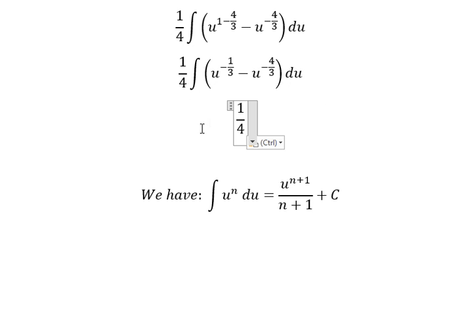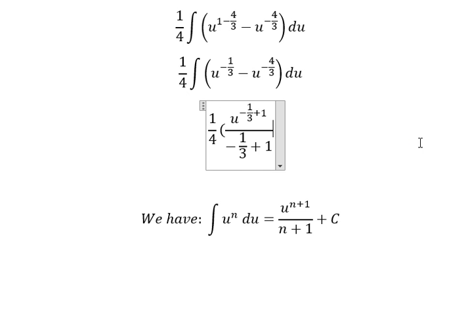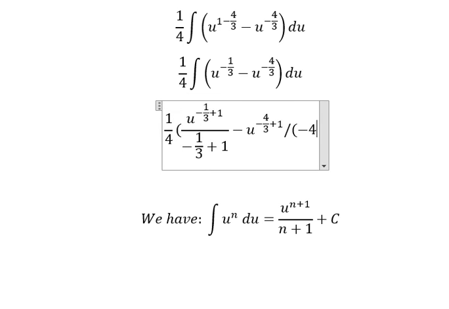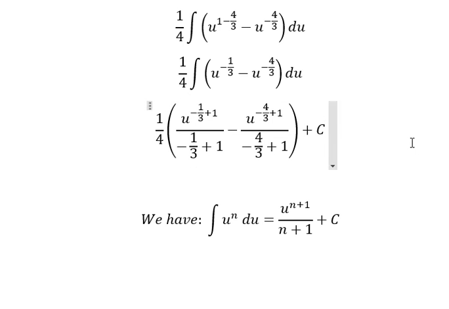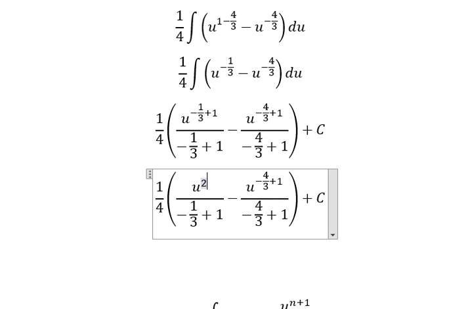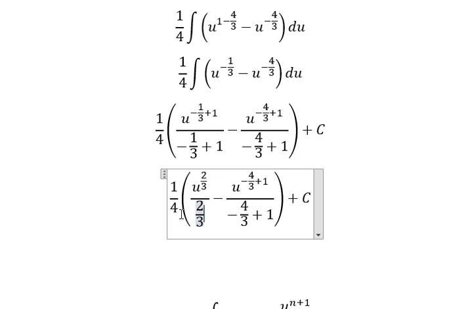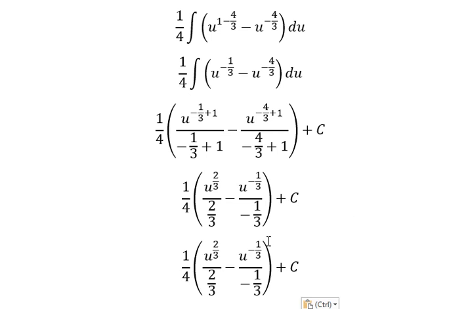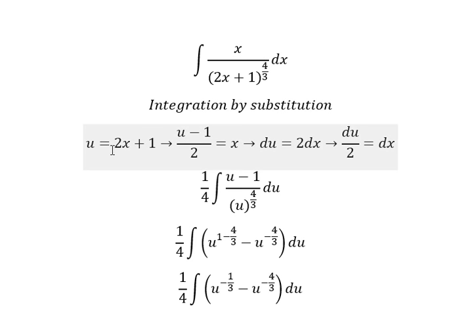Now we have the final answer. This one we have 2 over 3. This one we have negative 1 over 3. About u, that is this one.